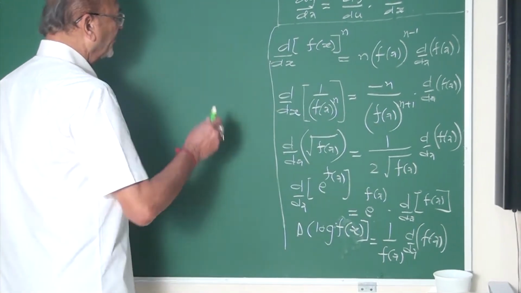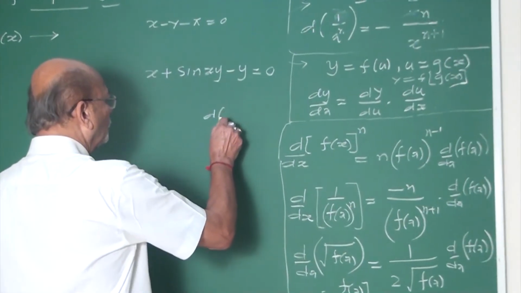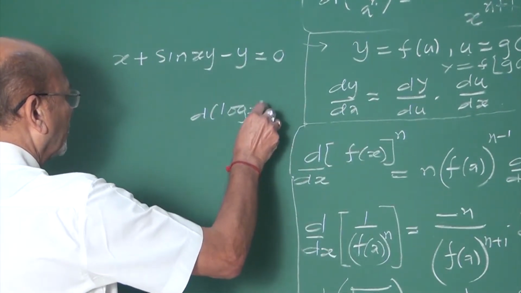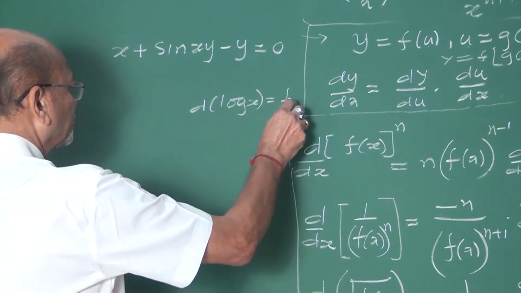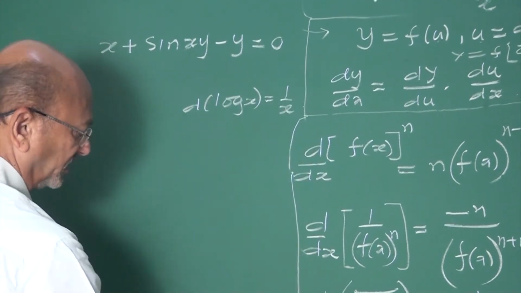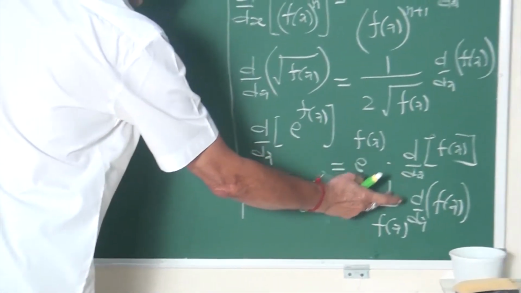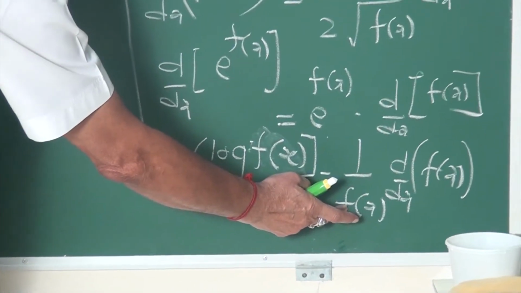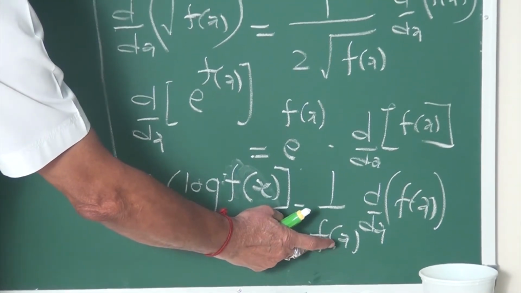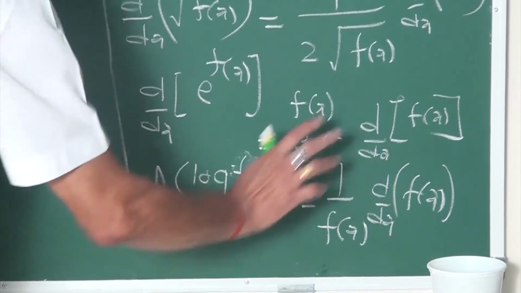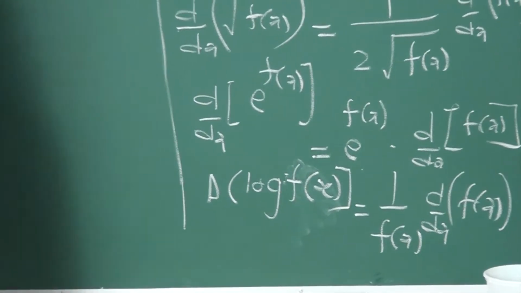Derivative of log x is 1 by x, my friends. Here, the derivative of log f(x), other than x, is as before 1 by x, that is 1 by f(x), into its derivative. If it is other than x, write its derivative. Same thing in case of what?